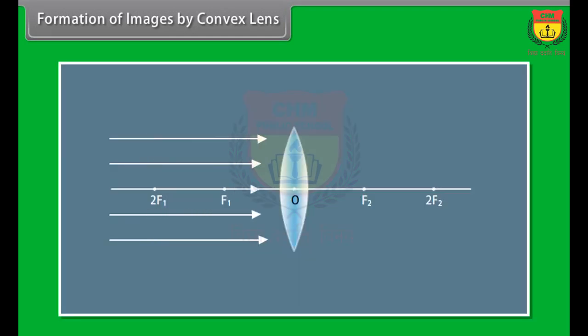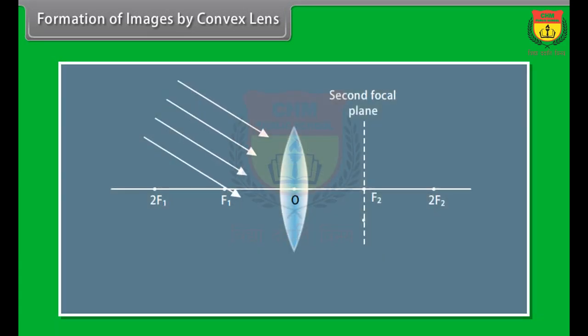Formation of images by convex lens. When the object is placed at infinity and the rays are parallel to the principal axis, then the image formed at principal focus on the other side. The nature of the image is real, inverted, and diminished.